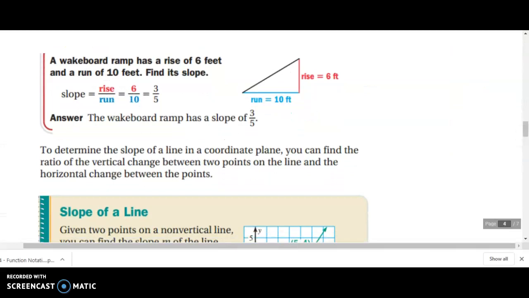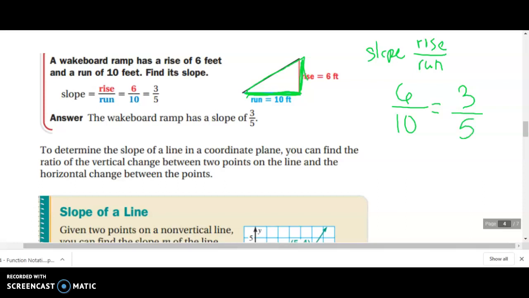So if this wakeboard ramp has a rise of 6 feet and a run of 10 feet, we can find its slope. So slope is rise over run, which in this ramp's case, it rises 6 feet, and run, or its horizontal change, is 10 feet, and we can write that as a ratio, and we're going to then reduce that ratio. 6 over 10 equals 3 over 5.